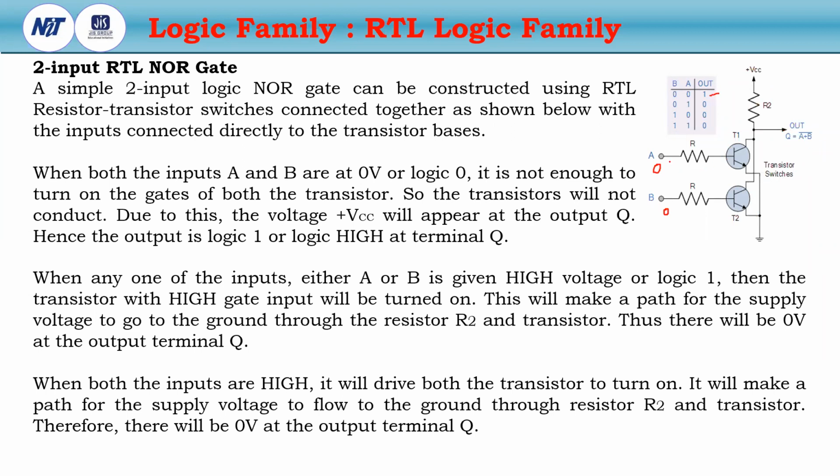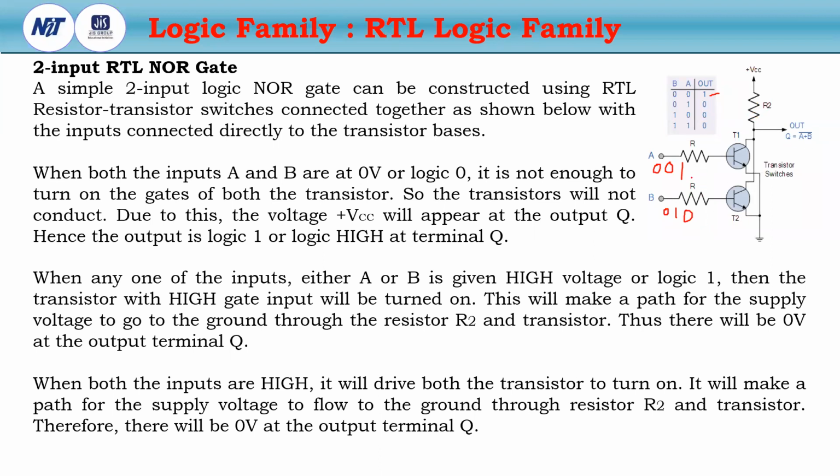Now if any one, suppose this is 0, this is 1, or this is 1, this is 0, any one input is 1, then either transistor T1 or T2 will be in saturation mode. So then we will get a connection between VCC and ground. So the maximum current will be produced through this R2, and the maximum voltage drop will exist at R2. So the output will be 0.